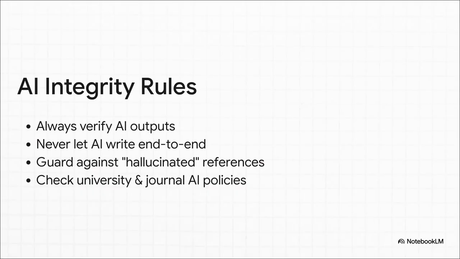But listen, with this new power comes a new responsibility. Your academic integrity is everything, so please think of these as the unbreakable rules of AI engagement. You must always verify what the AI tells you against the actual source PDF. Never, ever let AI write for you. Be vigilant against those hallucinated references that just don't exist. And always know the specific AI policies of your university and your target journal.